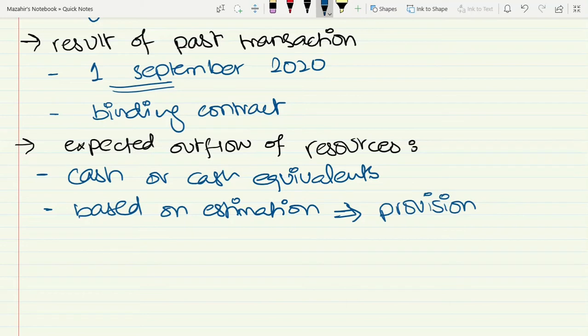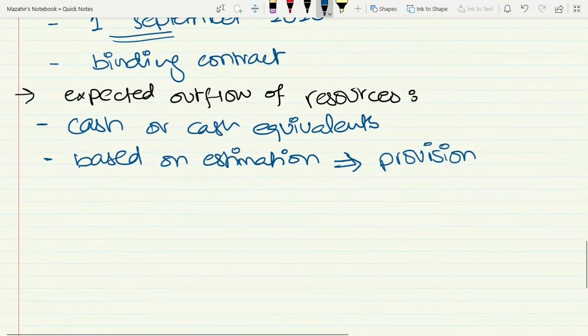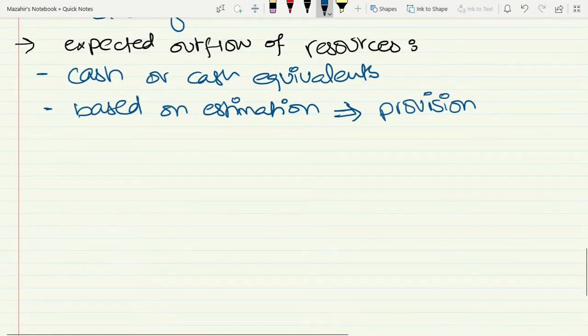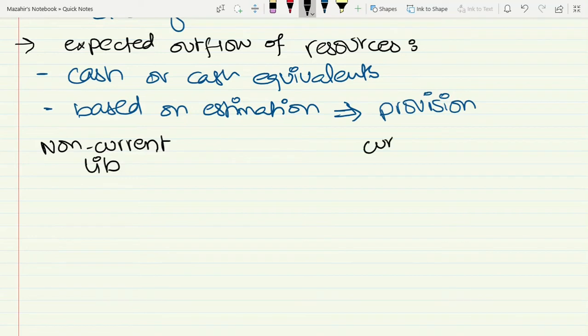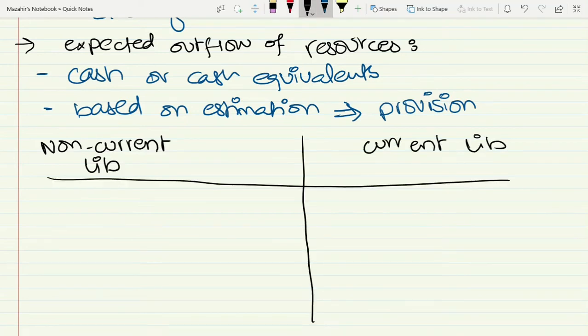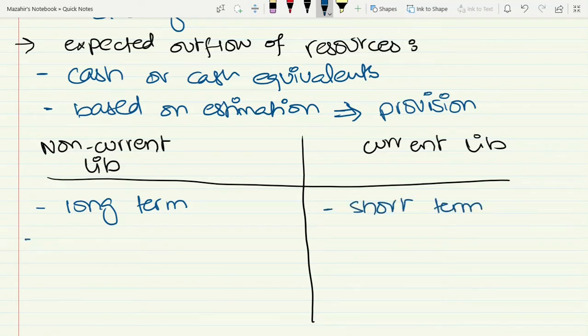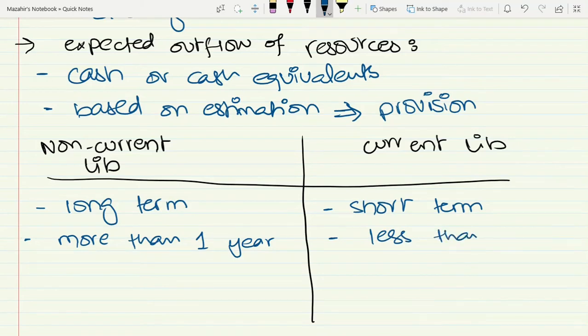Okay, so now here we'll again discuss two types of liabilities, which are pretty clear because we have understood the terms non-current liability and current liability. The word non-current refers to long term and the word current refers to short term. Non-current liabilities are to be paid in a period of more than 1 year, and current liabilities are to be paid in less than or equal to 1 year.